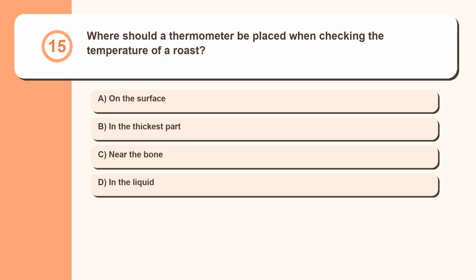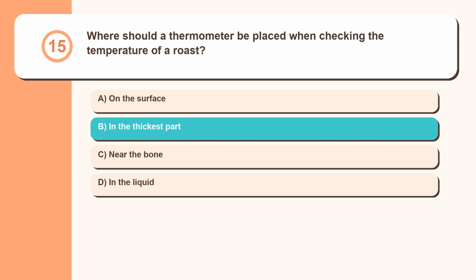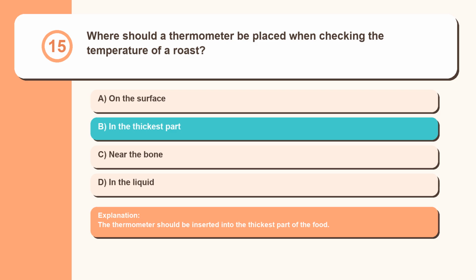Question 15. Where should a thermometer be placed when checking the temperature of a roast? On the surface, in the thickest part, near the bone, or in the liquid. The thermometer should be inserted into the thickest part of the food.